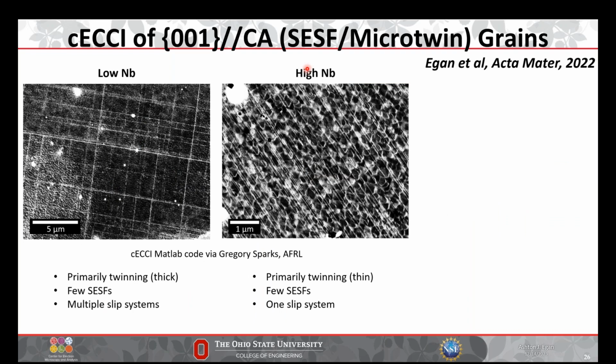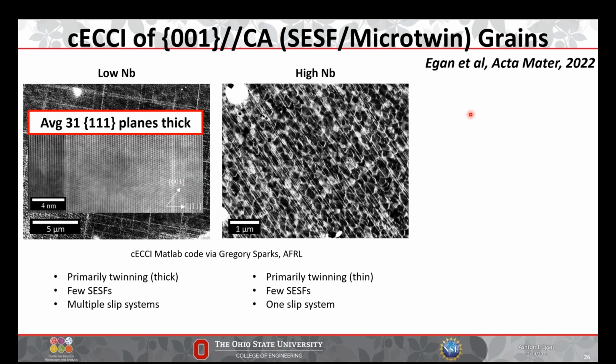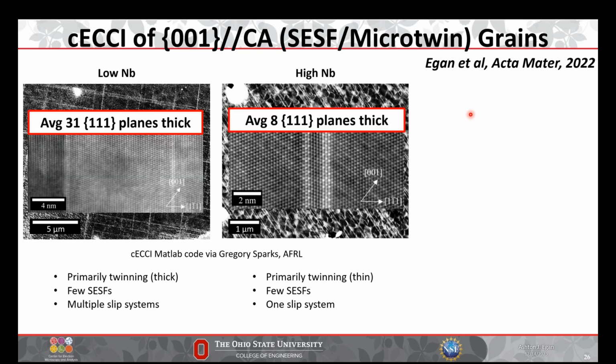And like I said before, there's some qualitative things like, okay, low niobium has thick twins and multiple subsystems active, high niobium, thin twins, one slip system. And then we can look at each of the actual twin thicknesses and quantify these. So low niobium was average 31,111 planes thick. High niobium was an average of 8.